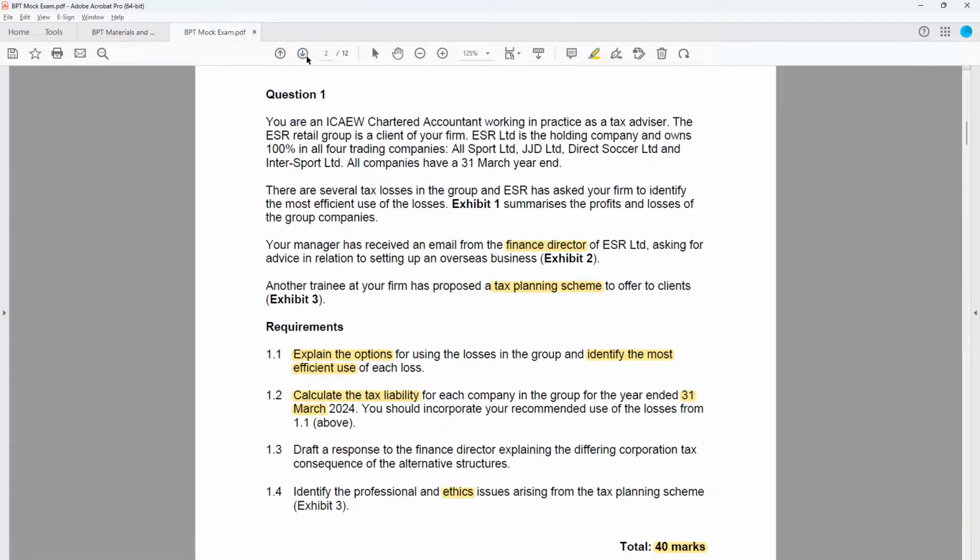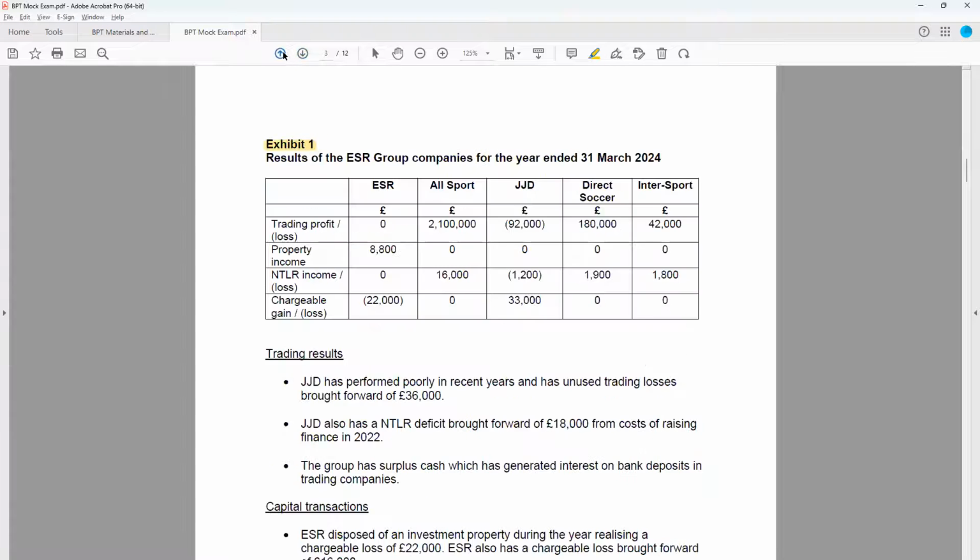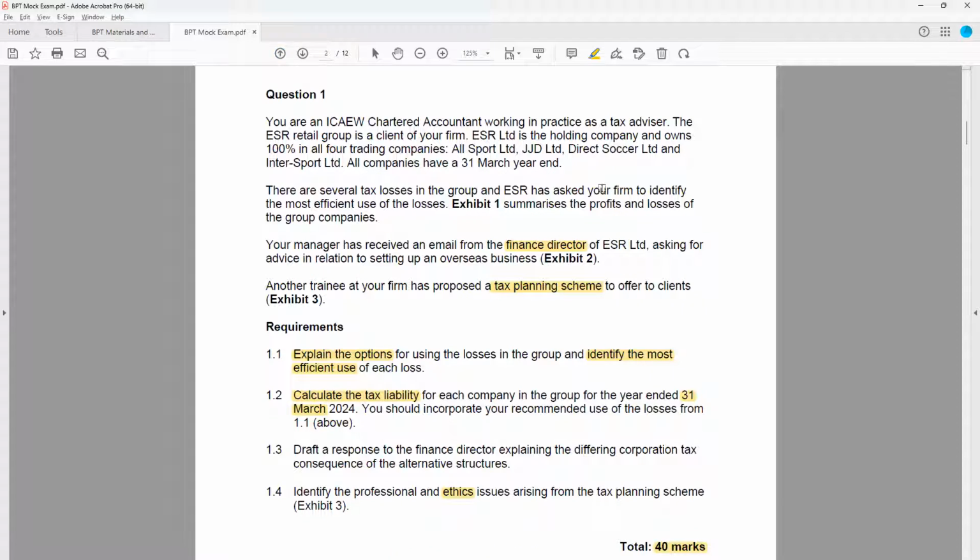So once we've looked at the requirements, got a high level feel for the question, what we need to do, and the order we're going to approach things, then we can start reading through the intro bit at the start. So we're an ICAEW accountant working in practice as a tax advisor. So we don't work in this company itself. We're an external tax advisor.